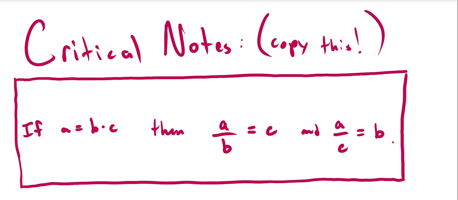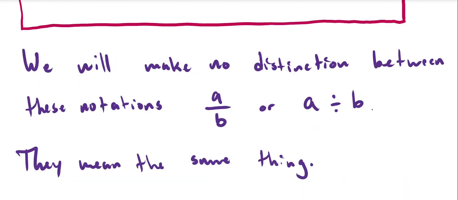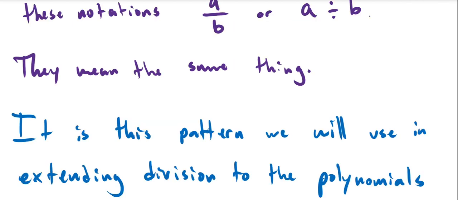If a is equal to b times c, then a over b is equal to c, and a over c is equal to b. Make sure you can see this by writing a as b times c and looking for cancellation by matching the top and bottom factors. Again, we will make no distinction between these two sets of symbols. A over b or a divided by b, they mean the same thing in all of the contexts we're going to be looking at. Now, this is the pattern that we're going to use to begin extending division to the polynomials instead of to just the numbers that are the 0th degree polynomials.